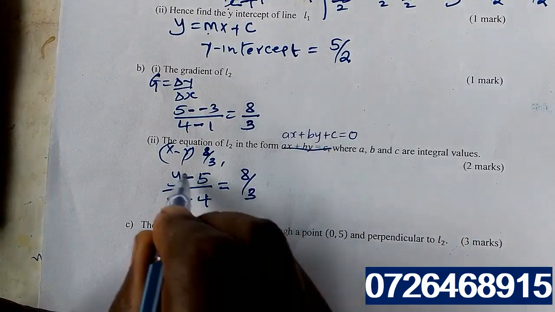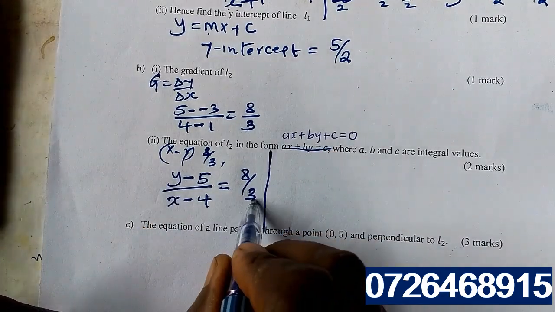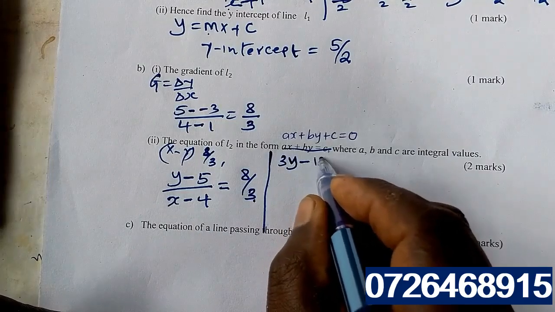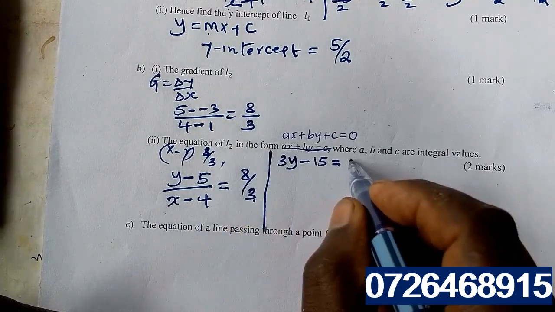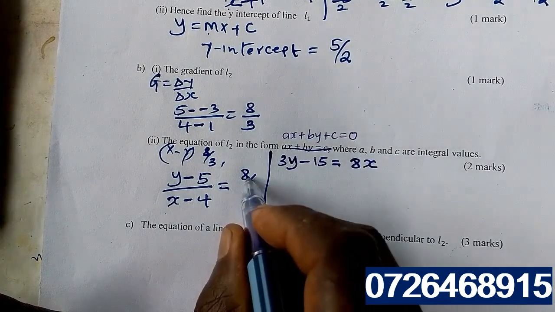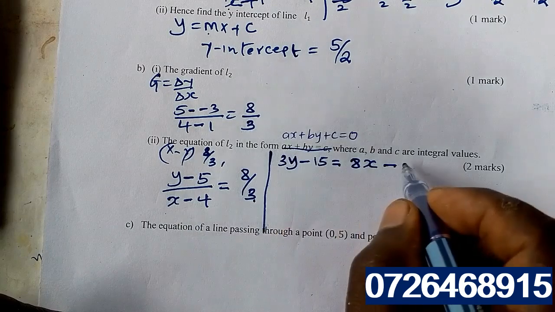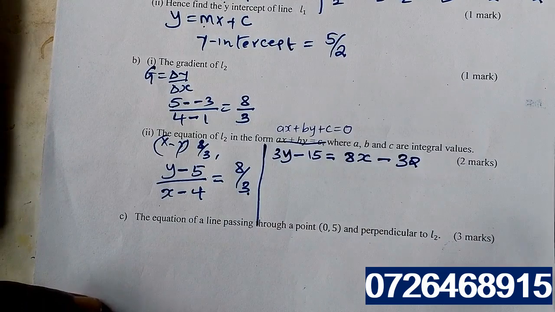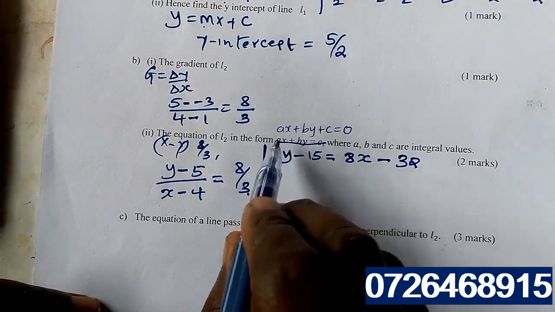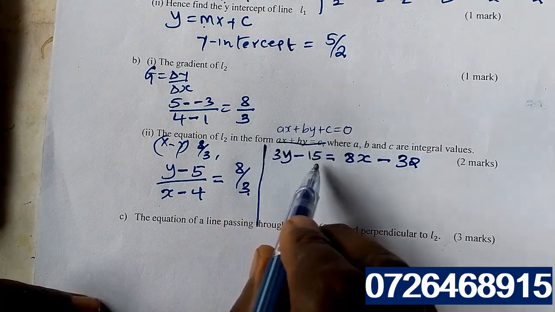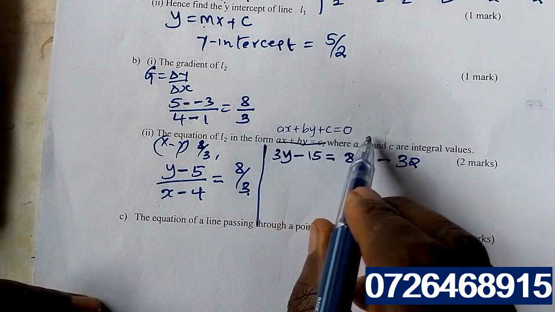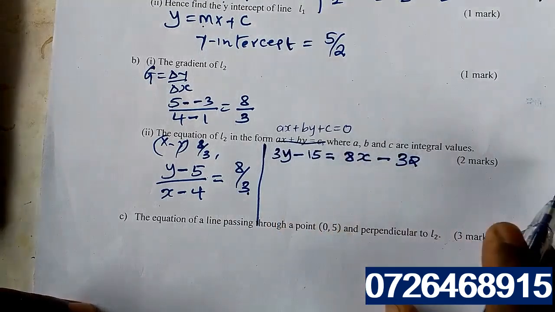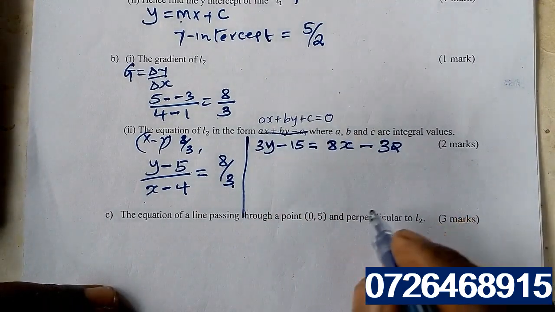So we solve that by cross multiplying. We are going to have 3y minus 15 is equal to 8x minus 32. So let us put like terms together. Because we have been given the form, we make sure x comes first, y follows, and then c is put last. You must adhere to the instructions given. If you write your own way, you get 0 at the final answer.